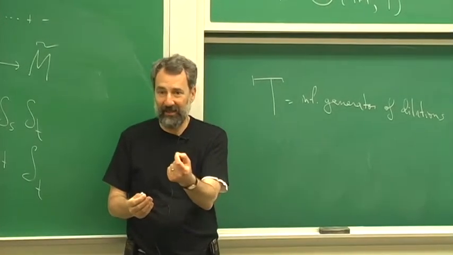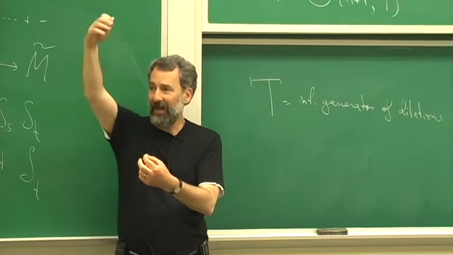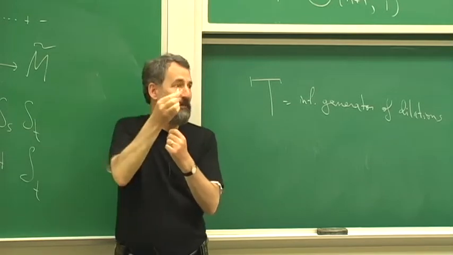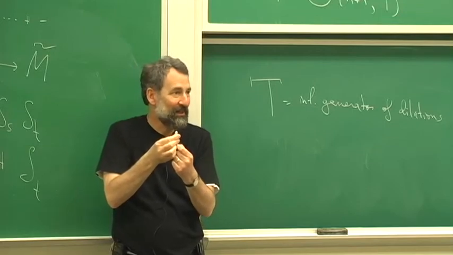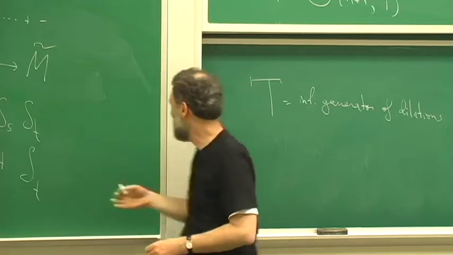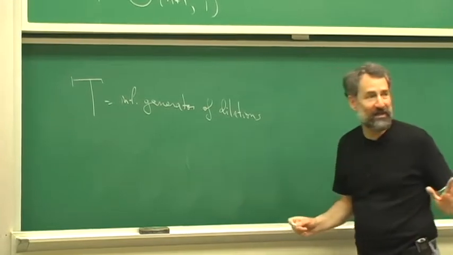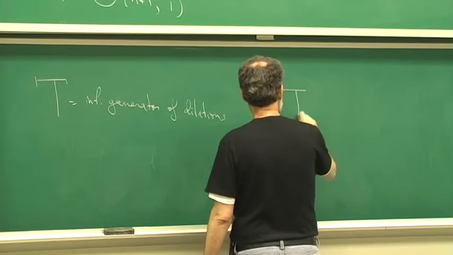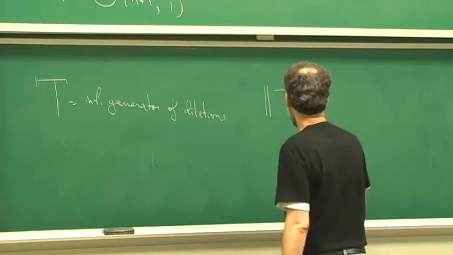Given a point x in this manifold M tilde, look at its dilate by t, and so that's a parametrized path, and the velocity of that path at time t equals 1, where the thing starts out, is the velocity vector. It's T. So that's the infinitesimal generator of dilations. And there is then a natural scalar function, which is the norm squared, the length squared of this infinitesimal generator with respect to the metric.